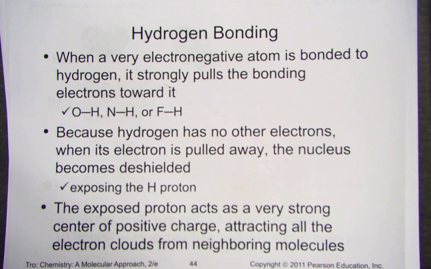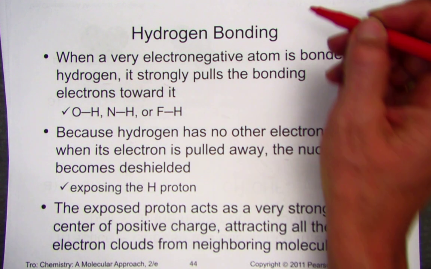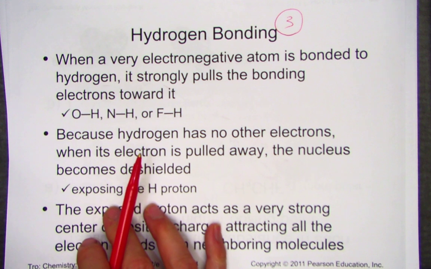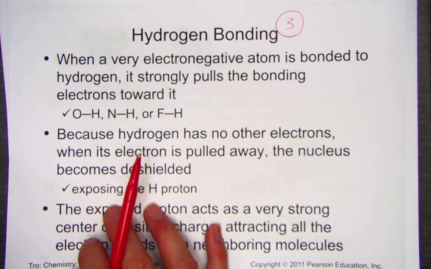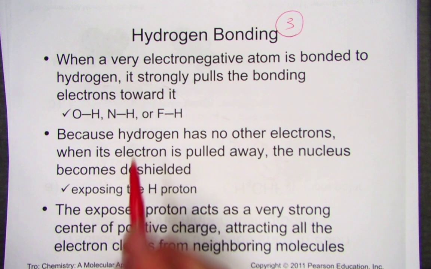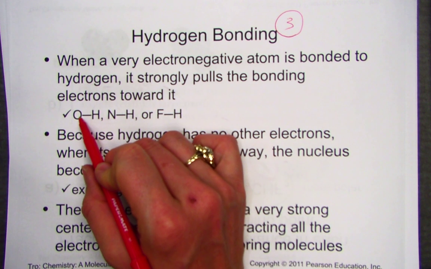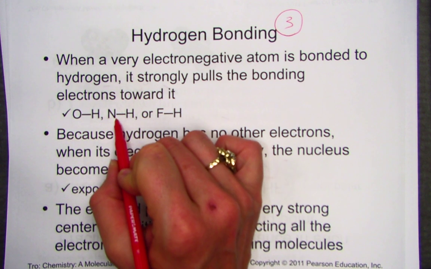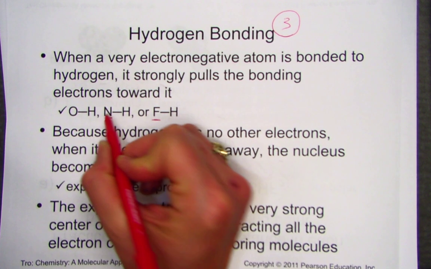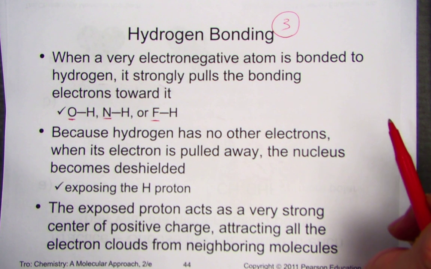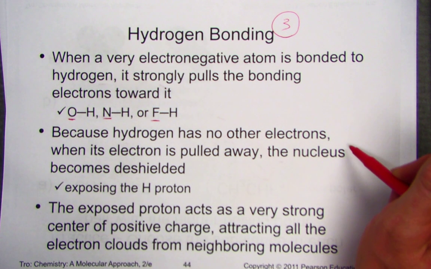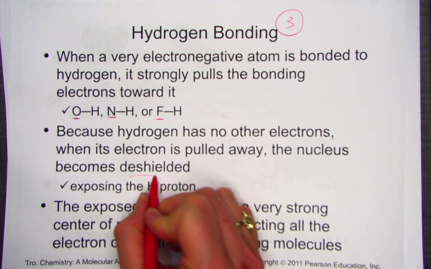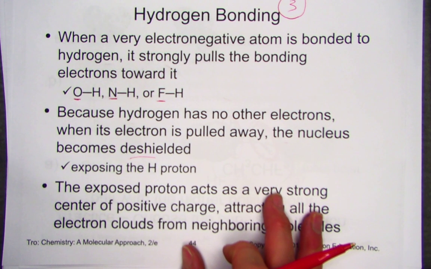Our third category of intermolecular attractions is called hydrogen bonding. When a very electronegative atom is bonded to a hydrogen, it strongly pulls the bonding electrons towards it. Hydrogen attracted to an oxygen, a nitrogen, or a fluorine. These are the three most electronegative elements. Because hydrogen has no other electrons, it's pulled away, and the nucleus becomes deshielded, unprotected if you don't like that word. So it's exposing the hydrogen proton.